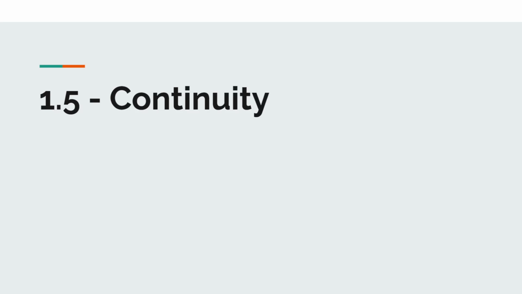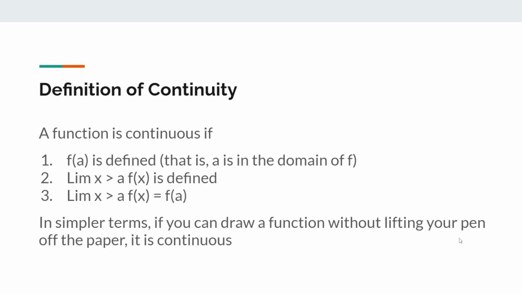1.5 continuity in calculus. This should be quite easy and quite simple, so we're gonna go over it. Let's go over the definition of continuity. A function is continuous if f of a is defined, which just means f of any arbitrary point. So f of 4, f of 5, f of 6. But that means the limit as x approaches a of f of x also has to be defined, and the limit as x approaches a of f of x has to be equal to f of a.